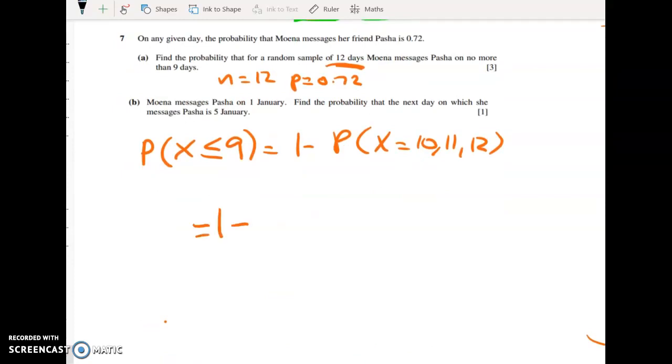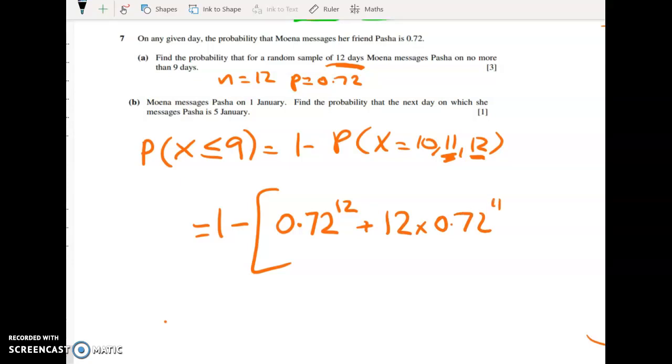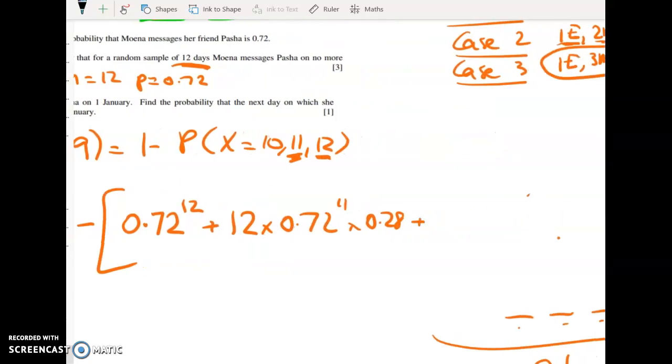So it's going to be 1 minus, now I'll do the 12 first. There's just one way for that to happen, and it's got to be a success 12 times. So 0.72 to the power of 12. There are 12 ways for 11 out of 12 to happen. 0.72 to the power of 11 times 0.28. And then there are 12 choose 10 ways to get this next one.